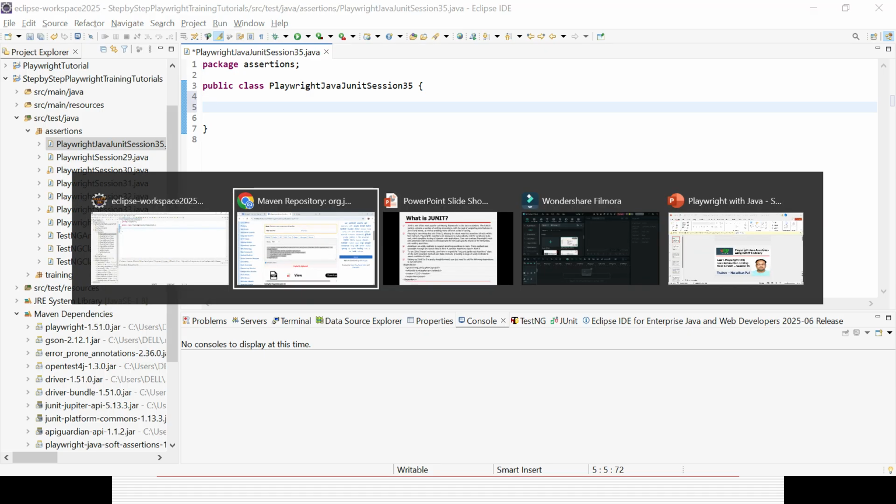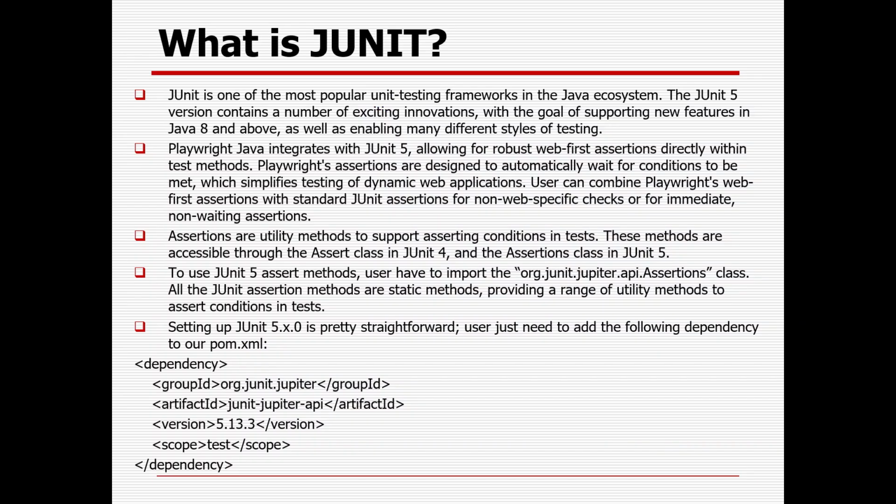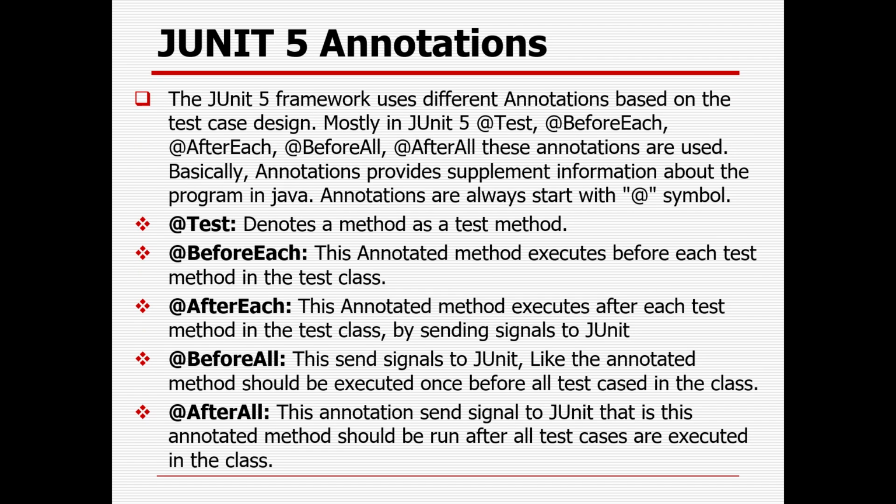Now we'll be using all the important key annotations from JUnit 5. In the JUnit 5 framework, there are different annotations available for test case design. The most important key annotations in JUnit 5 are Test, BeforeEach, AfterEach, BeforeAll, and AfterAll. Basically, an annotation provides supplementary information about the program in Java. An annotation should always start with the @ symbol.